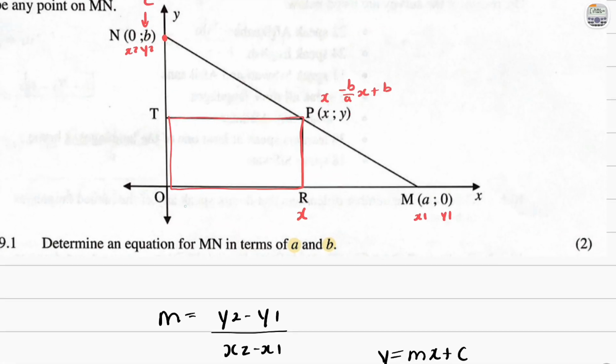So OR, that is an x value. What is that value over there? That will tell you the length of OR. So that is x. And then OT is the width. So that's the length and the width. The width is going to be that y value, because you'll go from 0 up by that y value to get that length.